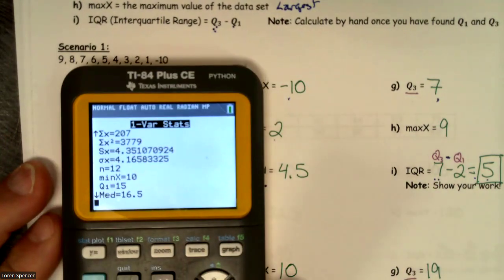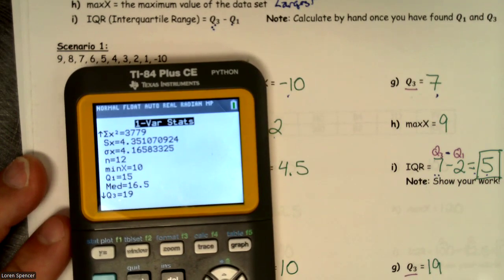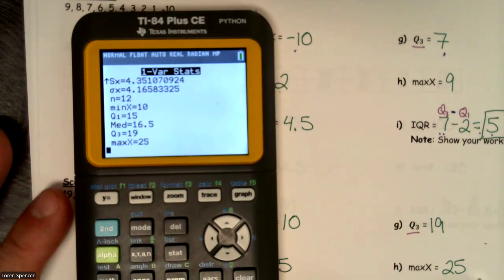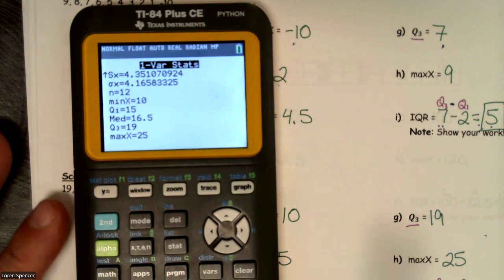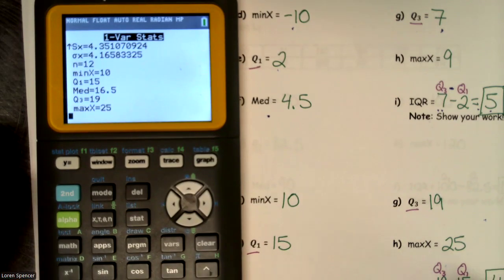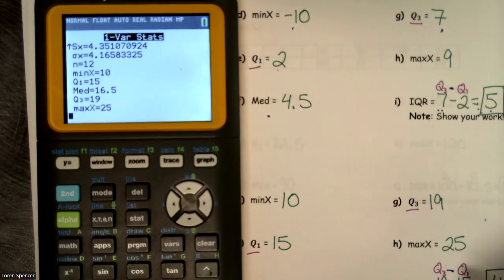If I scroll down to Q3, I find that 75% of the values are less than 19. I find that the largest value in the data set was 25. And the next thing asks for IQR. Well, the screen doesn't give you that, but remember IQR is just Q3 minus Q1.